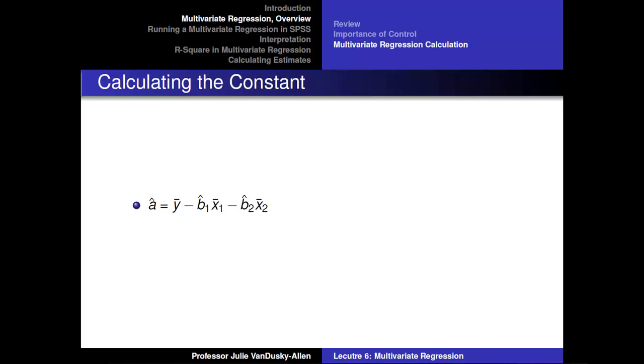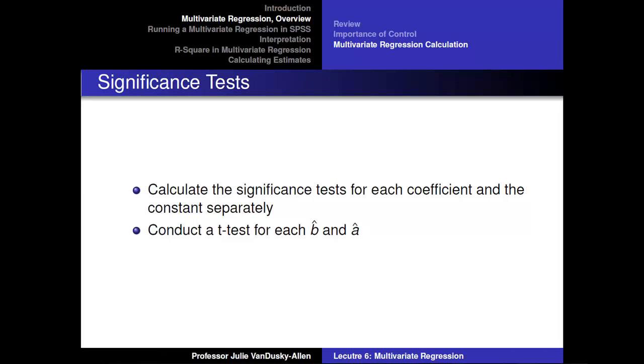You also calculate the a hat separately. This calculation is similar to the calculation for a hat in a bivariate regression. And you calculate the significance test for each b hat and a hat separately. The significance tests in multivariate regression are the same as in bivariate regression, where you conduct a t-test for each b hat and a hat to determine if they are different from 0.